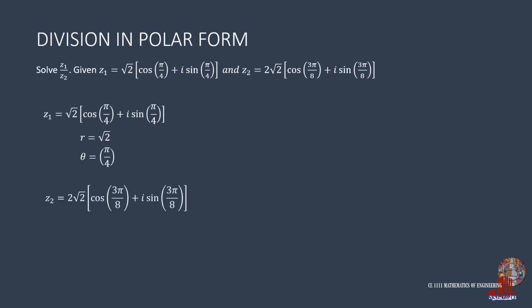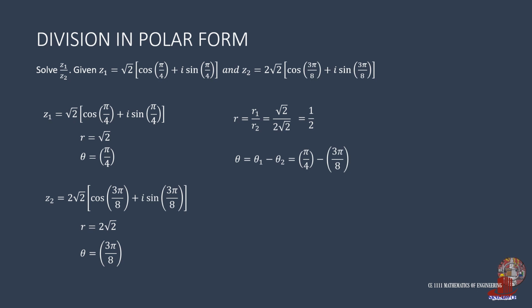z2 is 2 root of 2 times cosine of 3/8 of pi plus i sine of 3/8 of pi, where r is 2 root of 2 and theta is 3/8 of pi. r is then root of 2 divided by 2 root of 2, which is simplified as 1/2. Theta is also pi over 4 minus 3/8 of pi.